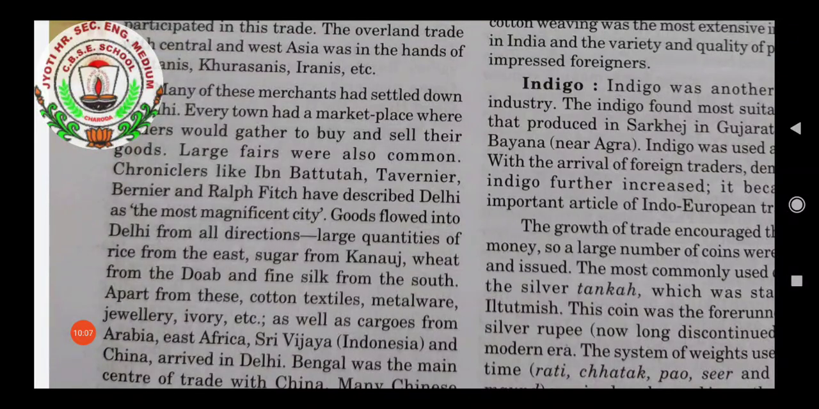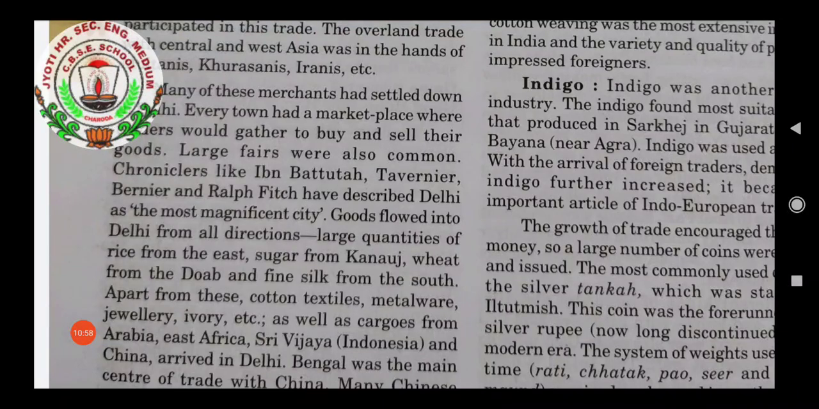Now all the merchants who were coming to India for trade started settling down in Delhi. The people or traders who came for buying and purchasing started gathering at one place along with their goods. There was one chronicler, Ibn Battuta, and with him Chernobyl and Ralph Finch. They described Delhi as the most significant, magnificent city. Why? Because traders were coming from all over the world for trade, and many traders were also living in Delhi for their trade.